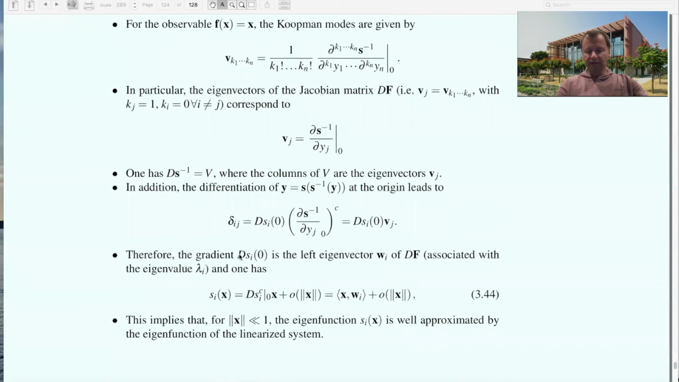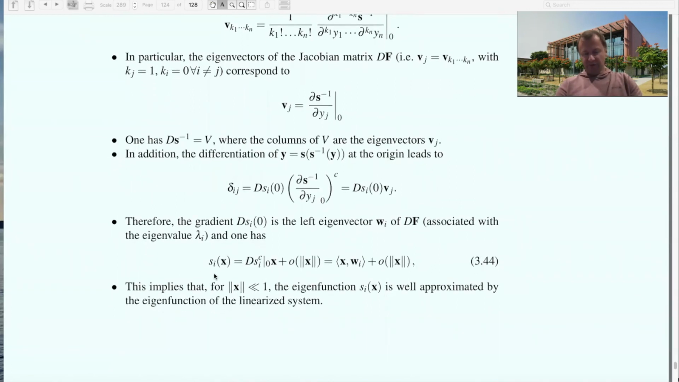So the gradient or the differential of Si, which remember is the ith Koopman eigenfunction, must be the left eigenvector, because this is identity and this is the eigenvector of df. So therefore, dSi, when multiplied with Vj, gives you identity. That means the dSi must be precisely the left eigenvector. That's the property of the dual eigenvectors of df.